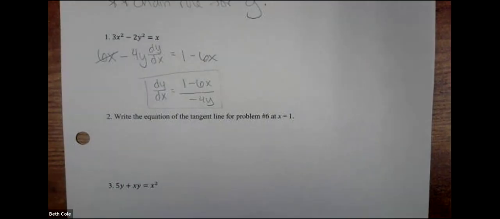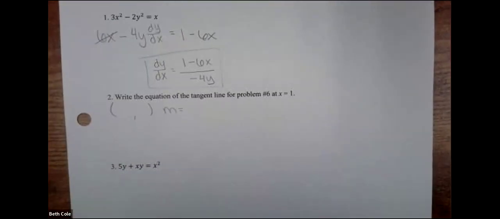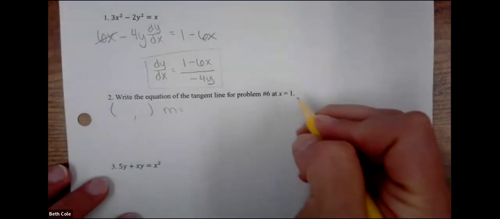It says write the equation. What things do you need for an equation? A point and a slope. All right, let's set it up blank. Kind of make a scavenger hunt. Point and slope. So we want it to be 1 comma something.